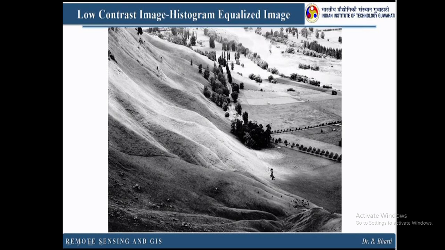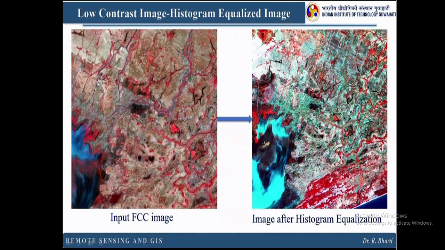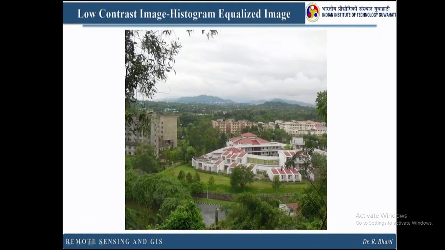We can see the mountain area, several trees, vegetation area and flat land surface. For the low contrast image, one side is the NCC, natural color composition, and the other side is the image after histogram equalization. This is the FCC image, this is the histogram equalization, and last one, this is one low contrast image and its histogram equalized image.